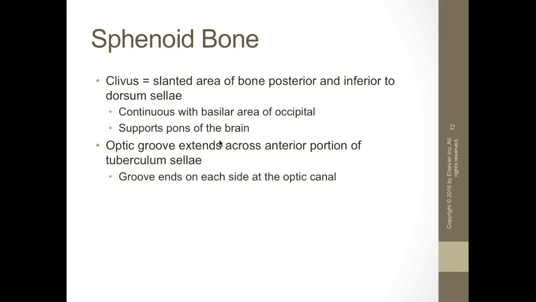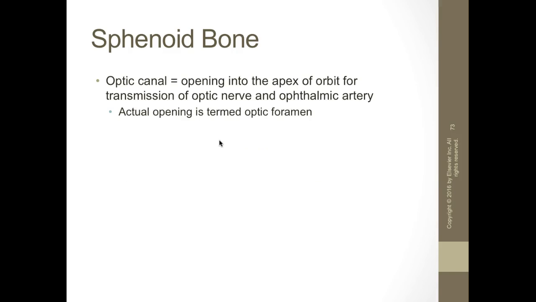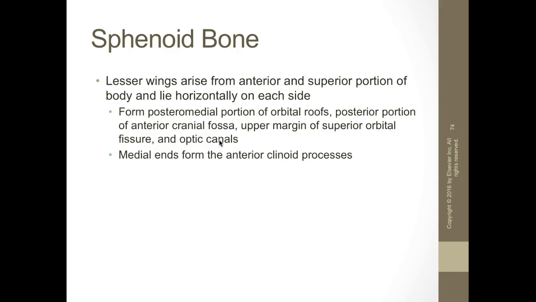There's the optic groove, which extends across the anterior portion of the tuberculum sellae, and the groove ends on each side at the optic canal. The optic canal is an opening into the apex of the orbit for transmission of the optic nerve and the ophthalmic artery. The opening itself is called the optic foramen.